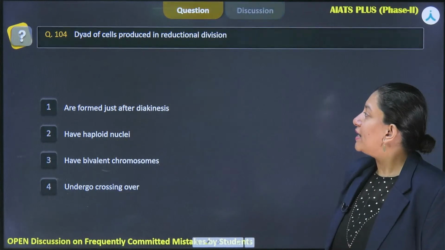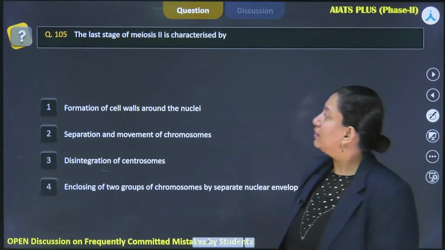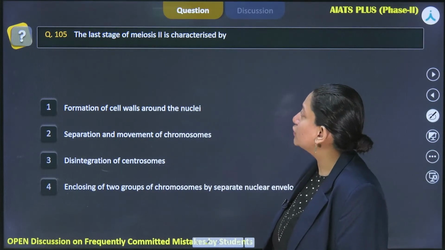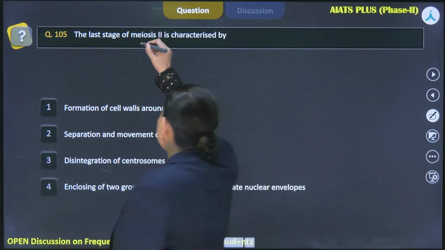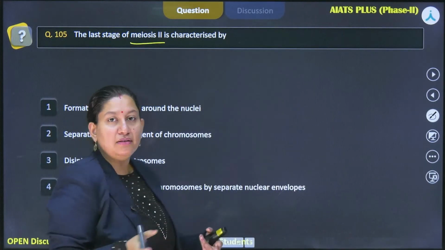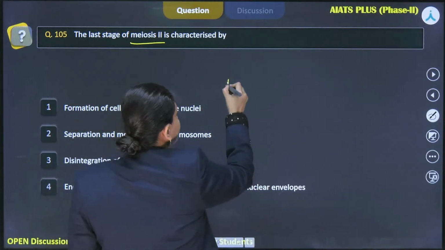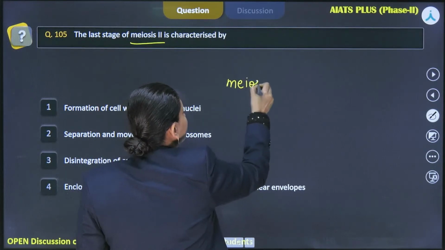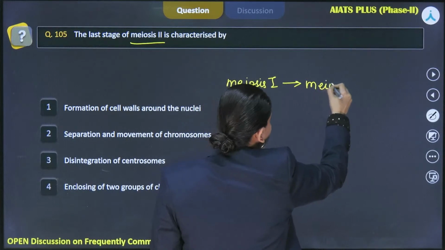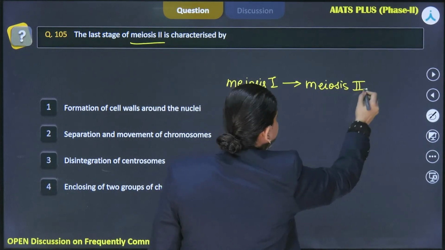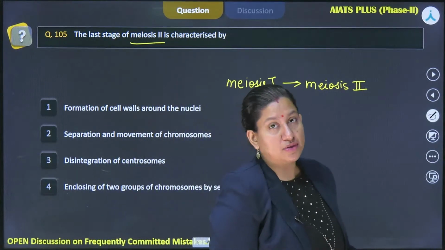Okay, moving ahead, we have another question which talks about the cell cycle again and says that the last stage of meiosis II is characterized by, right? So meiosis II, the second phase of the reductional division. After meiosis 1 is completed, the cells will undergo meiosis II, and for meiosis II, one popular line that we constantly phrase is that it is similar to mitosis.